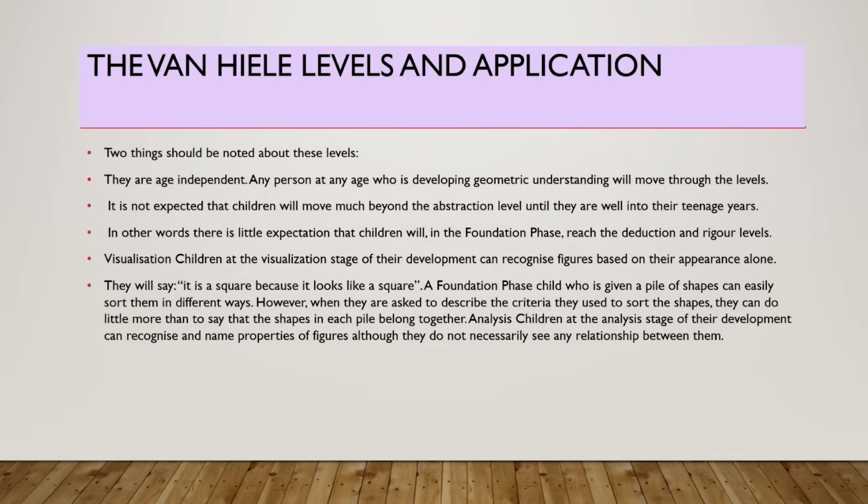children figure out the properties of the shape, that this one has 3 sides. This one has 4 sides. So now we look at the abstraction, where children at the abstraction stage of their development start to perceive definitions and to give formal or informal arguments to justify their thinking. It's not expected that many foundation phase children will reach the level of abstraction.